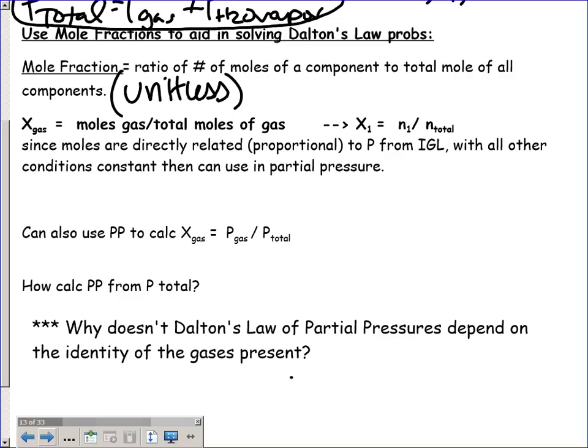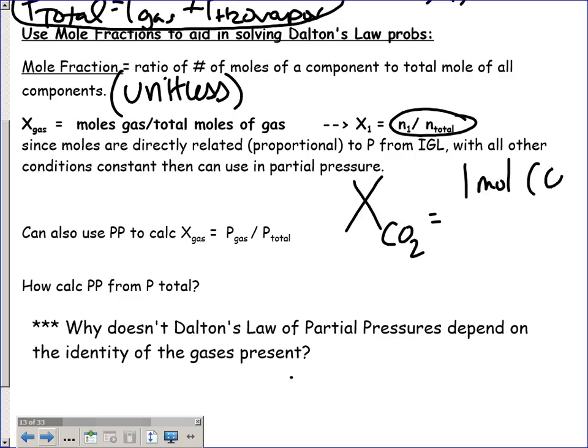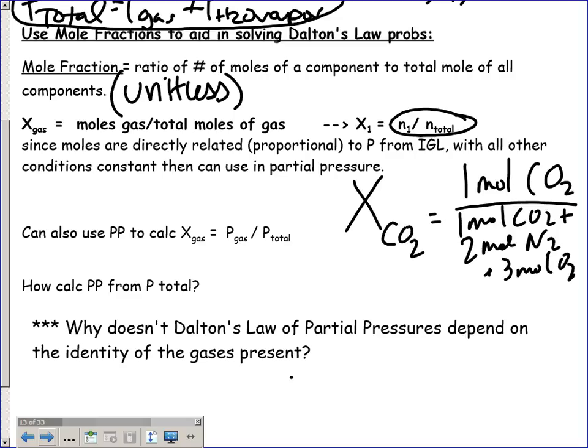It's part over whole. So what we'll utilize is n, right? So moles of our specific identity of gas divided by our moles total, and the way we represent the mole fraction is with X. So X means the mole fraction of, for example, carbon dioxide. What I would do is, let's just pick a number, there's 1 mole of carbon dioxide in our atmosphere, and we would divide that by all the moles of gas in our atmosphere. So 1 mole of CO2 plus 2 moles of nitrogen plus 3 moles of oxygen. I can keep going. It would be summative on the bottom. And so this is our mole fraction, and we express it with X.